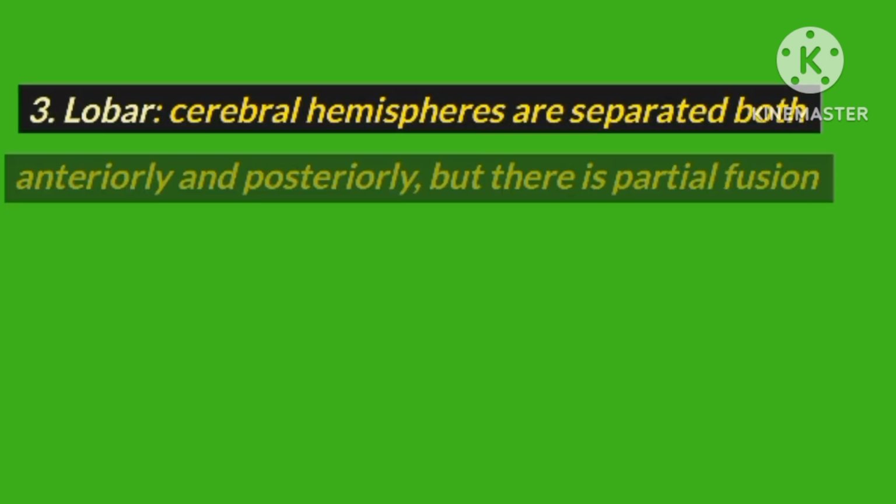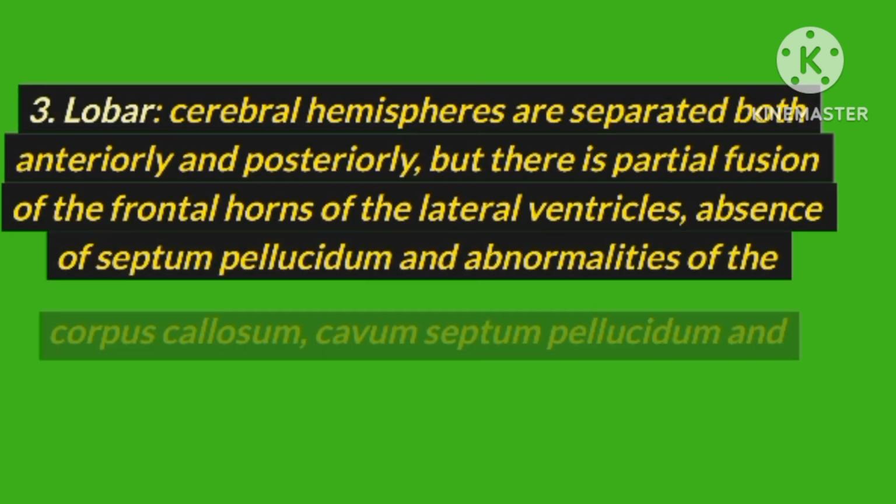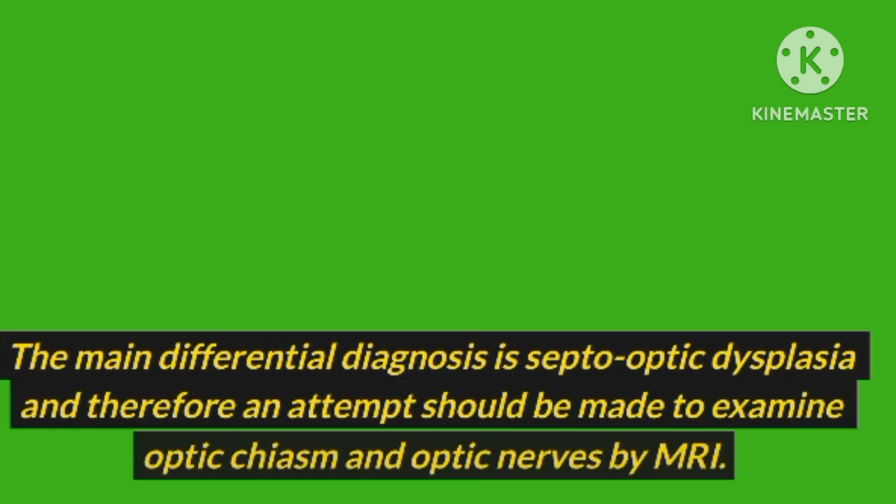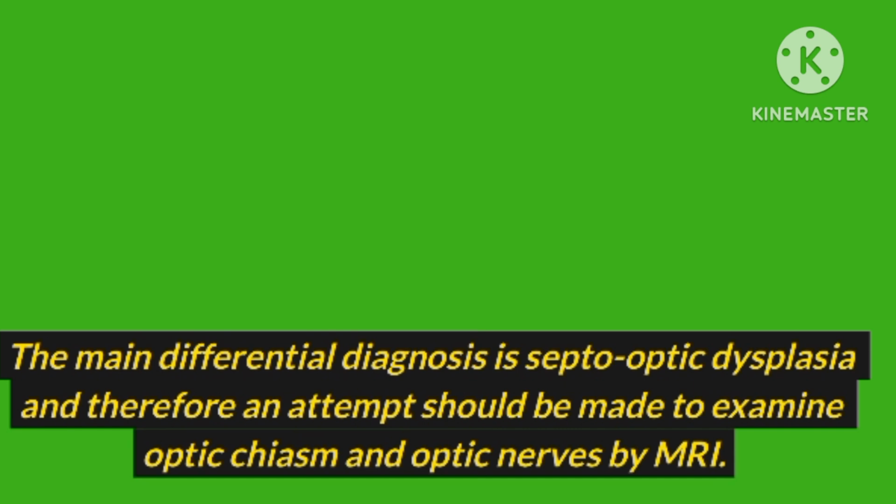Number 3. Lobar type. Cerebral hemispheres are separated both anteriorly and posteriorly, but there is partial fusion of the frontal horns of the lateral ventricles, absence of septum pellucidum, and abnormalities of the corpus callosum, cavum septum pellucidum, and olfactory tract. The main differential diagnosis is septo-optic dysplasia, and therefore an attempt should be made to examine optic chiasm and optic nerves by MRI. Number 4.